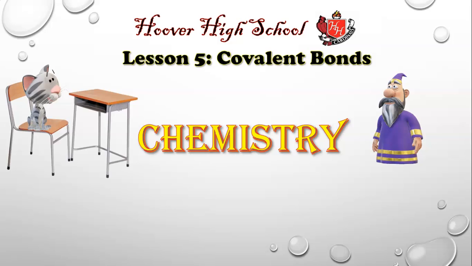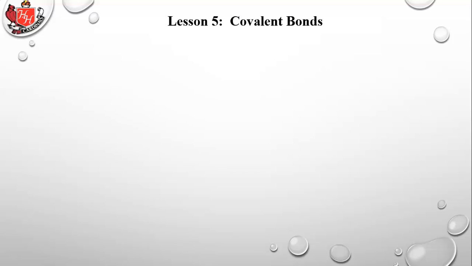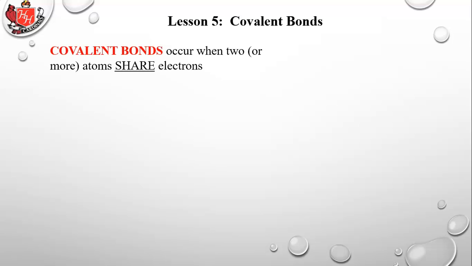Chemistry, we're on lesson 5, covalent bonds. We spent the last lesson learning about one of the three major types of bonds, ionic bonds. Now we're going to learn about a second one called covalent bonds. Covalent bonds occur when two or more atoms share electrons.